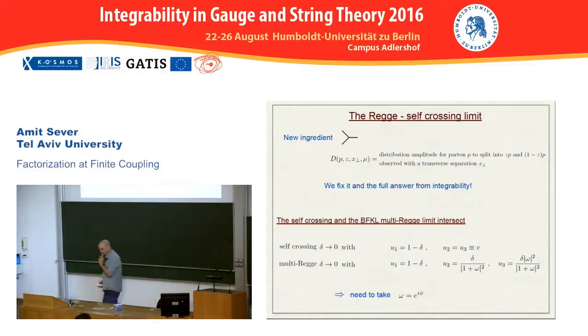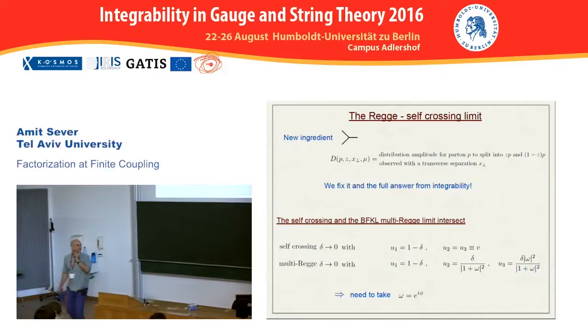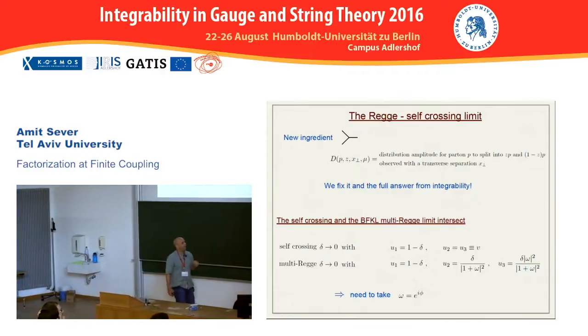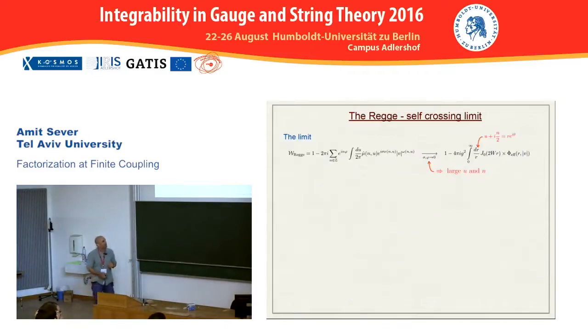So, of course, we know from integrability, what I talked about 2 years ago, the prediction for the amplitude in this BFKL or multi-Regge limit. So we can now take this limit where delta goes to 0 and omega is just a phase. So this is the result.